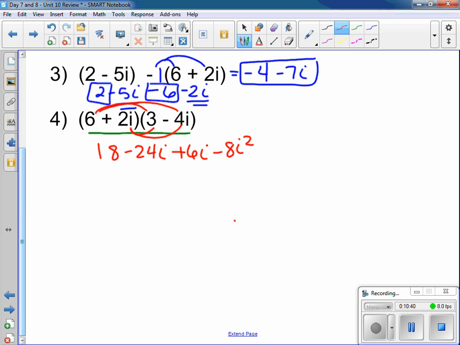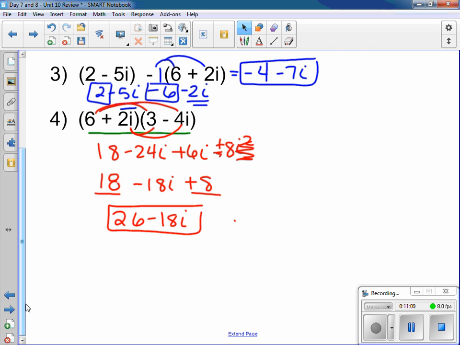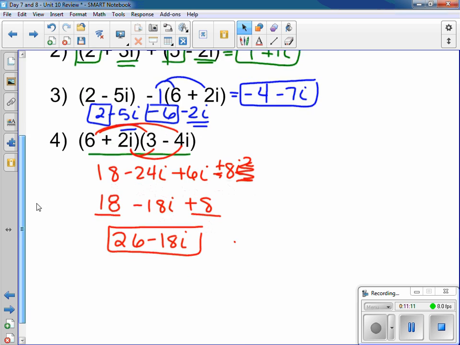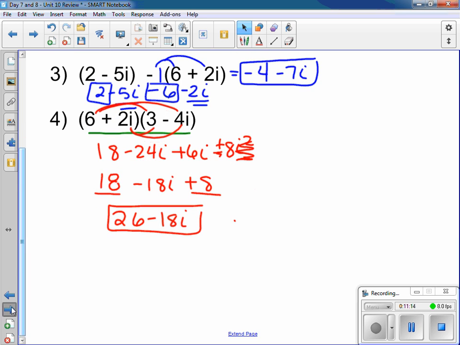And the one thing you want to point out is that i squared should never be in your answer because we know it's -1. So I get 18, and -24i plus 6i is -18i. And this turns into just a plus 8 because i squared is equivalent to a -1, which changes the sign. And then the last step, 18 plus 8 is 26. So I get 26 minus 18i. So remember, the top ones are just combining like terms. The bottom one you have to FOIL out, okay?